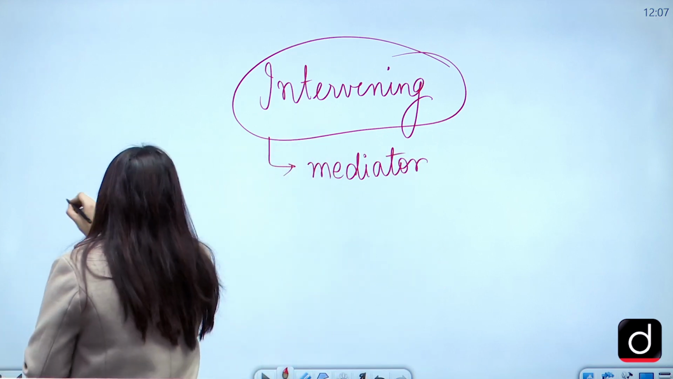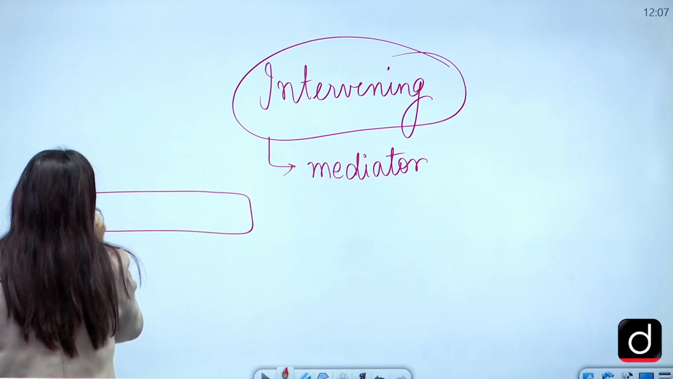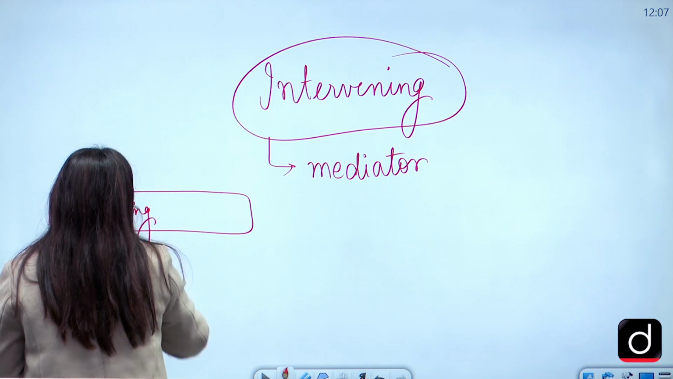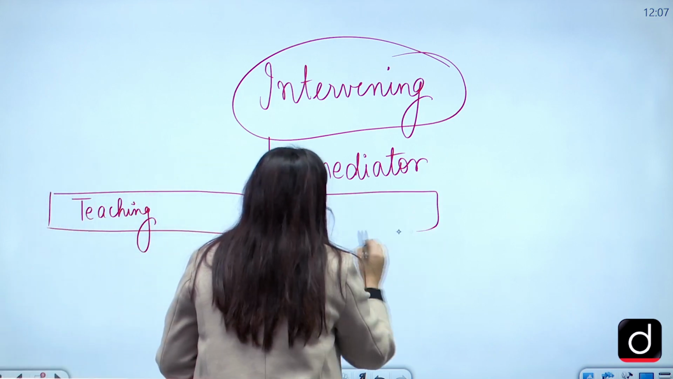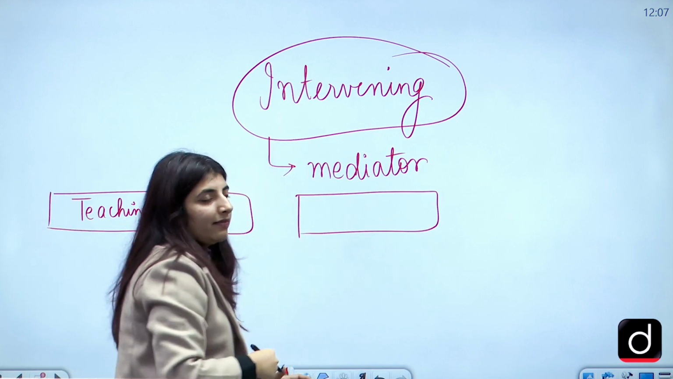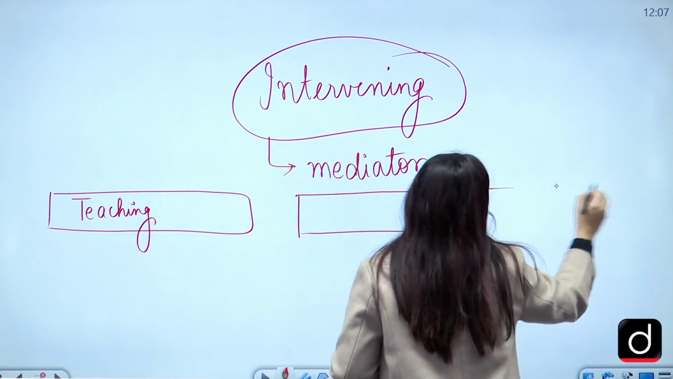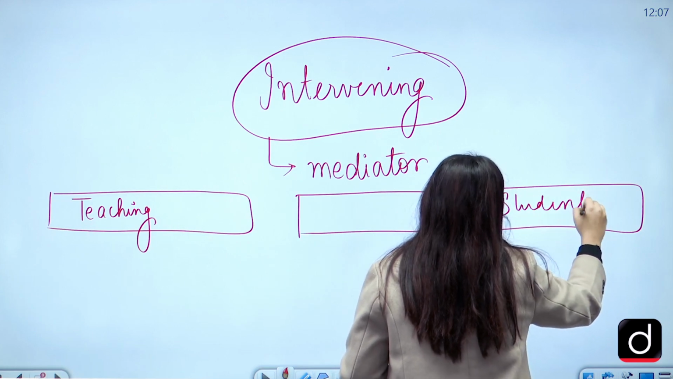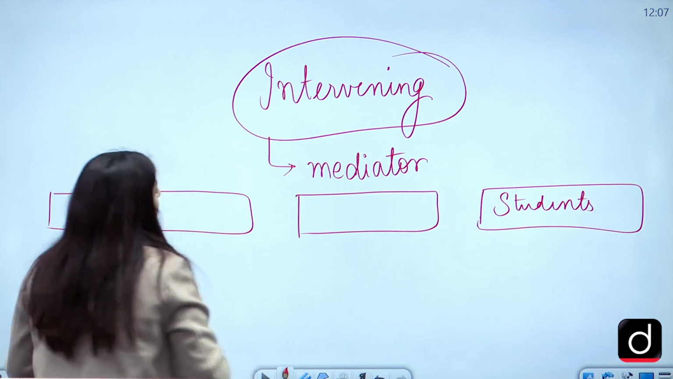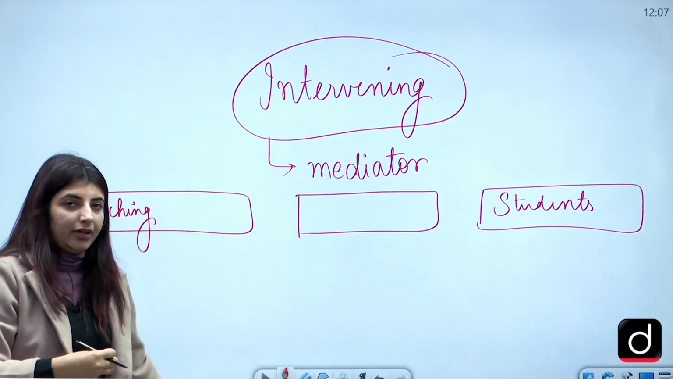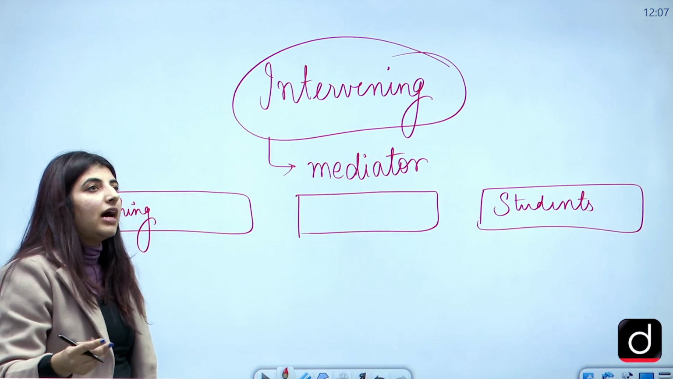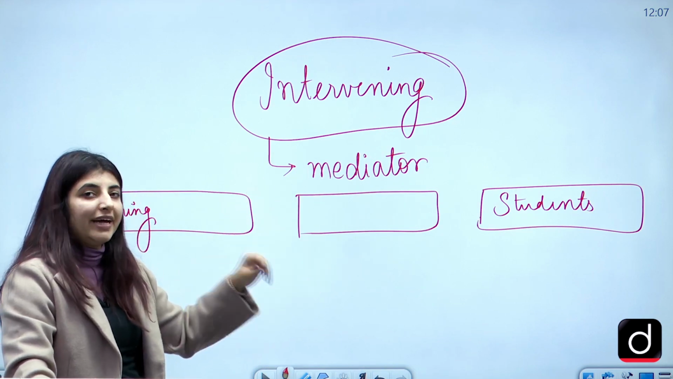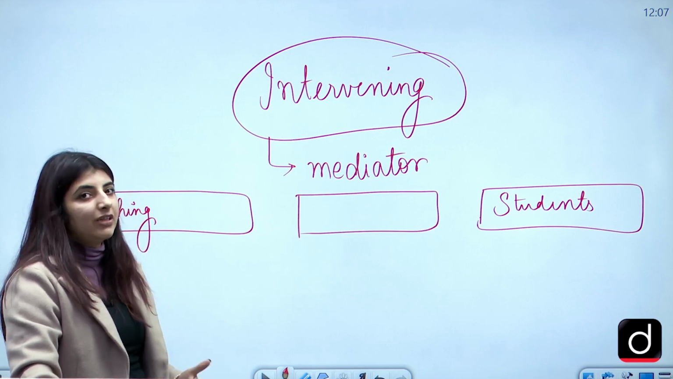So if I tell you that there is this teacher, right, teaching, and here we have an intervening variable. We will talk about it. And here we have the dependent variable, which are the students. So we are taking these variables as hypothetical because they are not directly observed, and the effects of these variables are not being directly observed by the researcher. Hence, they are hypothetical. They are just imaginary in nature.